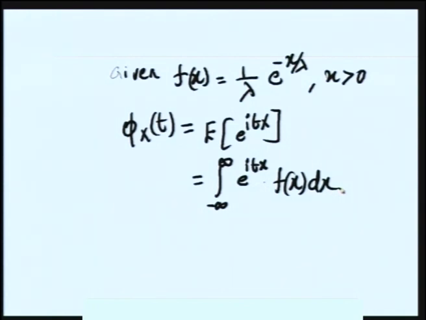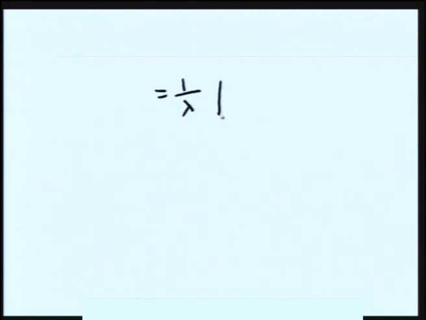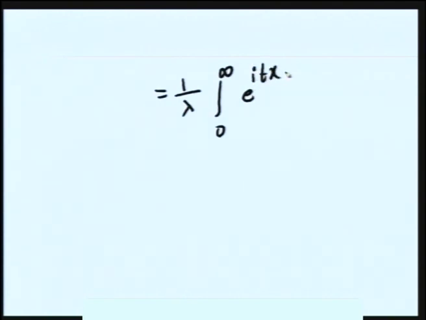But what is f of x? f of x is defined only for x greater than 0. So, we have to alter the limits as the integral from 0 to infinity of e power i t x, and f of x is 1 by lambda e power minus x by lambda dx. To write this in a format so that we can integrate, it is 1 by lambda, integral 0 to infinity, e power i t x into e power minus x by lambda. So, let us combine e power i t x minus x by lambda into dx.